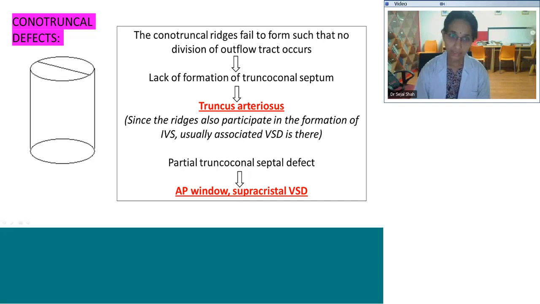What if the conotruncal septum forms partially? If it forms partially, then you can have either just an outlet VSD, or you can have just an aortopulmonary window. So different forms of aortopulmonary window are also because of partial lack of formation of a conotruncal septum.